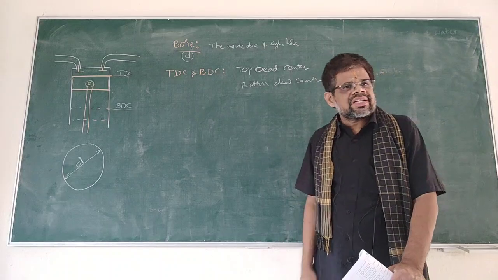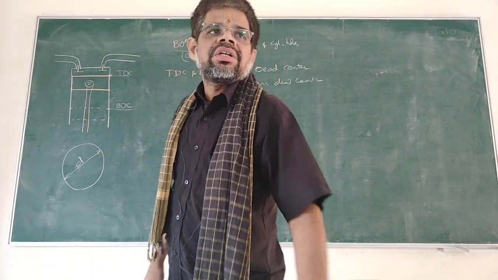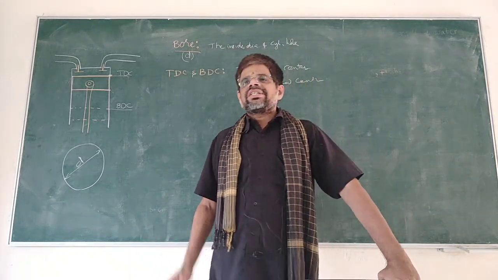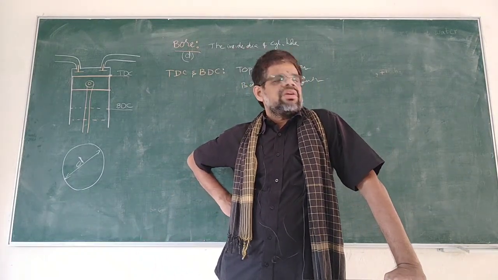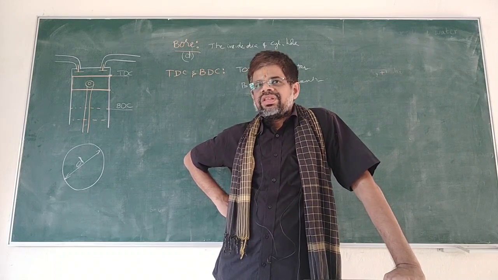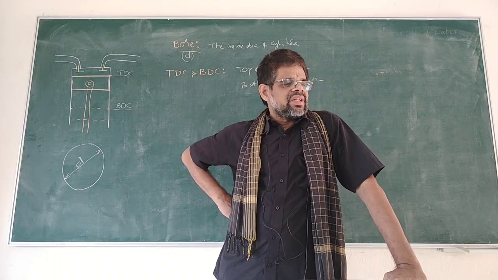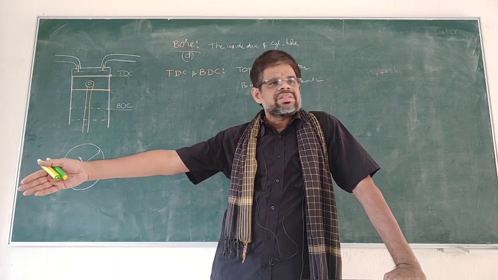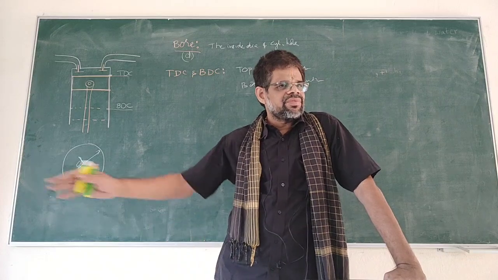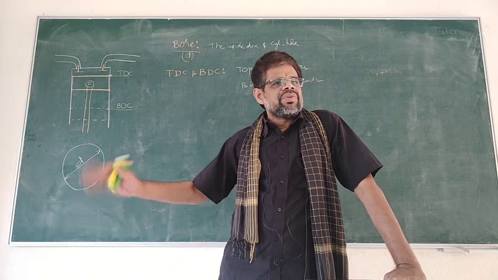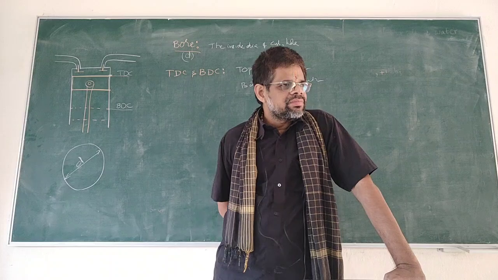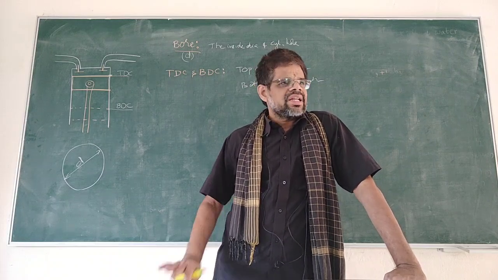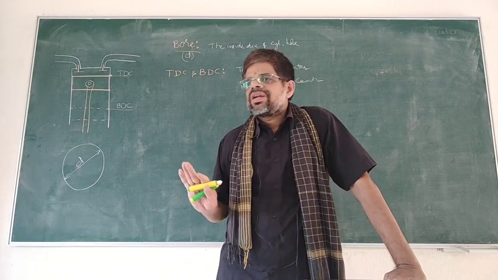Why is it called dead center? When will we use the word dead? When will you say that something is dead? When there is no movement, when it cannot work. When some creature or animal is lying on the floor, not moving at all, then we say that it is dead. It is not live, it is dead. Live means it can move, dead means it will not move.